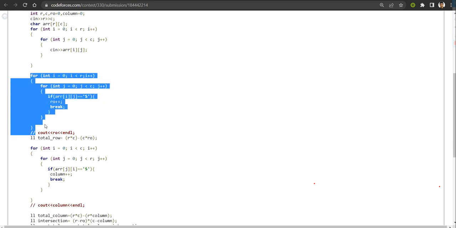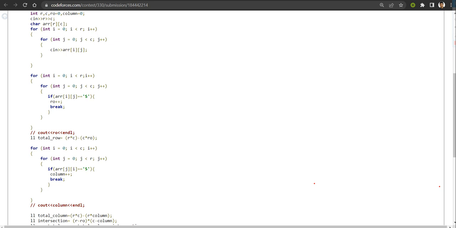What we are doing in this portion of code, we are checking for i and j. If row i or column j is the character S, we have to increase row by one and break the loop. Breaking the loop means we are breaking this inner for loop, not the whole for loop. We are breaking this for loop, and we automatically go on to increase i. In this way we can count the total number of rows.